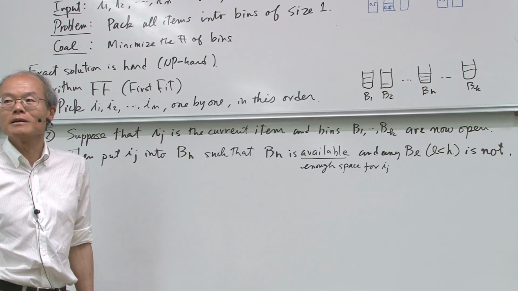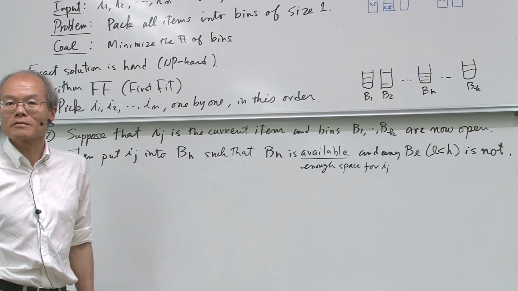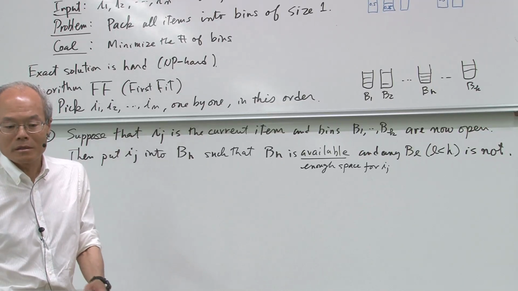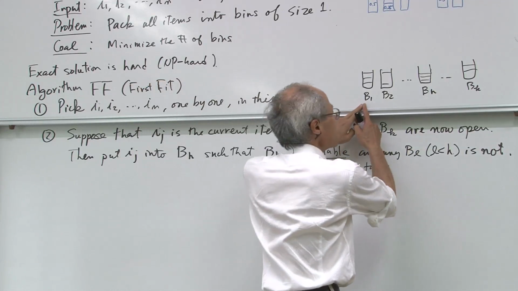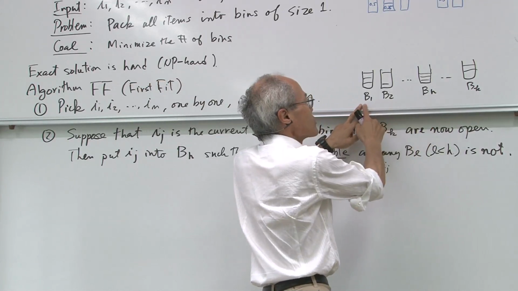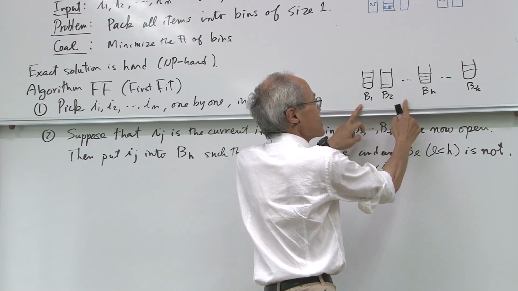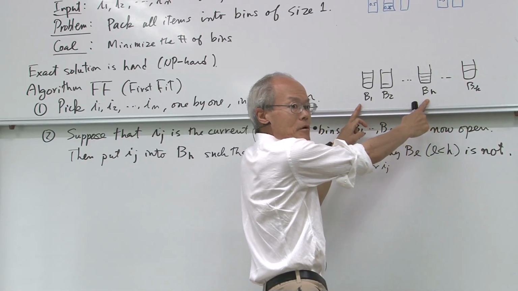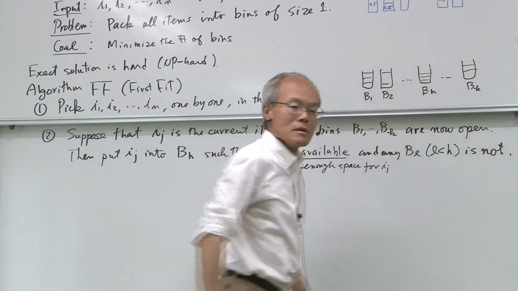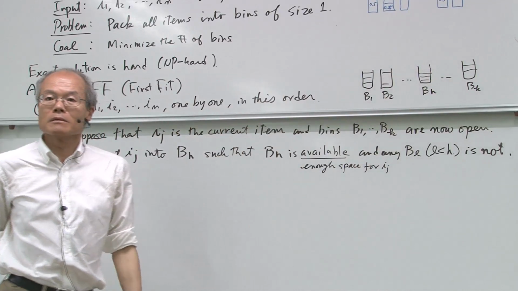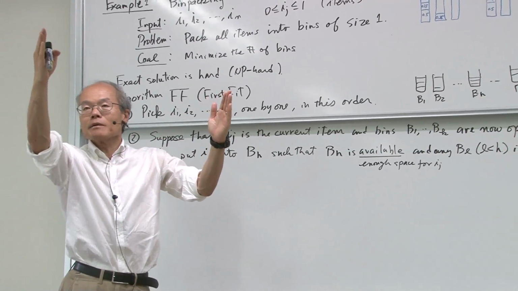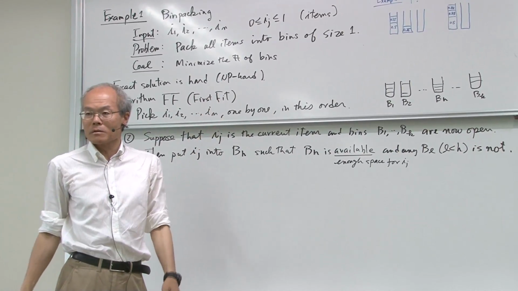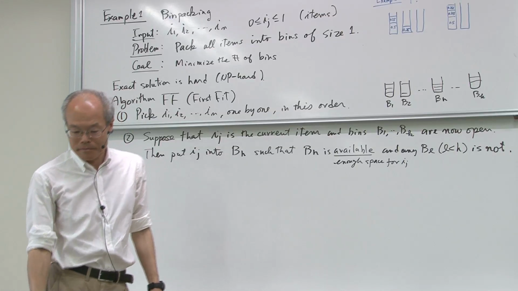Now it's pretty easy. Is it clear? Look, now we are using these bins, just looking from left to right. Then IJ does not fit, does not fit, does not fit, oh yes, this is available. Then put it into that bin. Pretty easy. Just looking from left to right, oh, this bin is available, then use it. Quite easy.